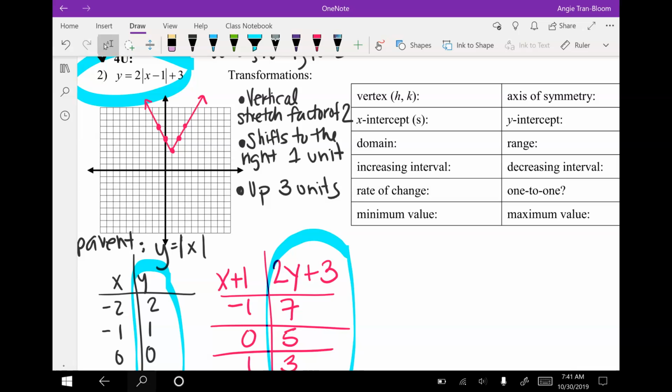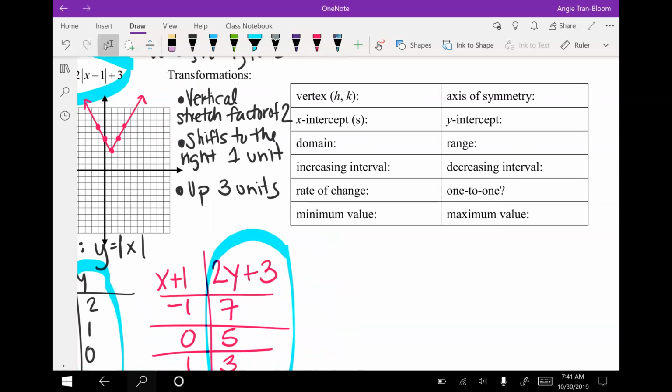Kelsey, what's the vertex here, hon? 1, 3. Good. Vertex is 1, 3. What is the axis of symmetry, Madison? 1. Good, but what else do I need instead of just 1? X equals 1. Beautiful. Does it look like it has any x-intercepts? No, it never crosses or touches the x-axis. So you can say none or NA.